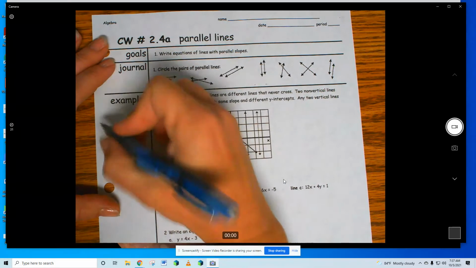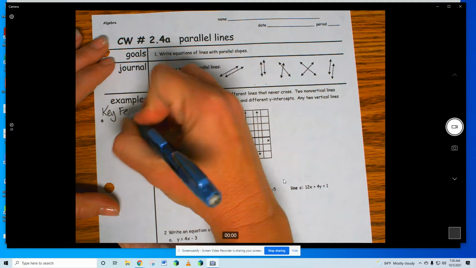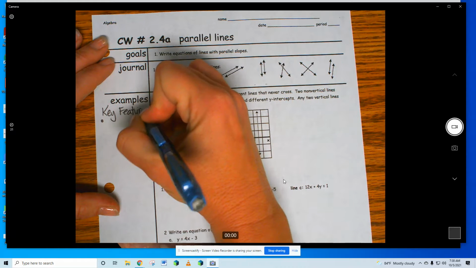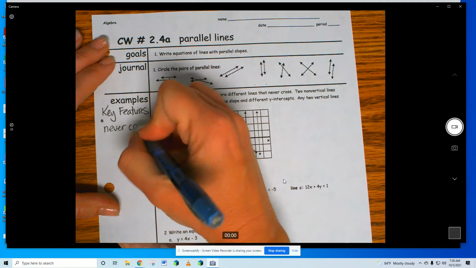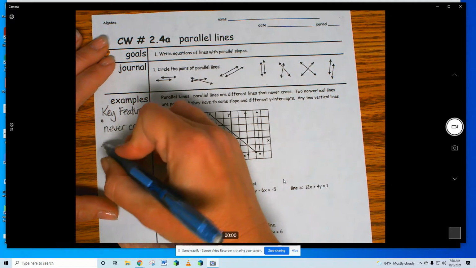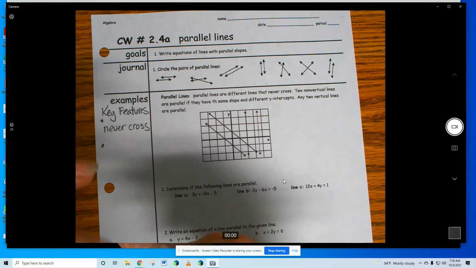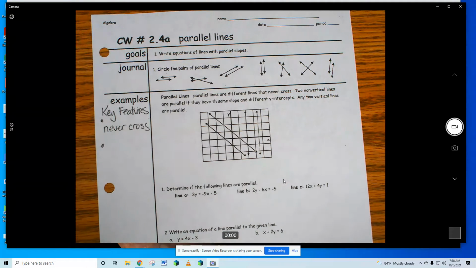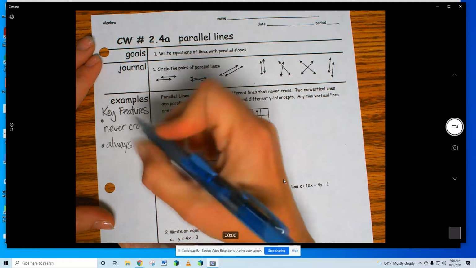So, key features. Never cross. And Kim, like no turns, is that what you said? Never bend or turn? Is that right? Always straight. That's actually way better. Always straight.